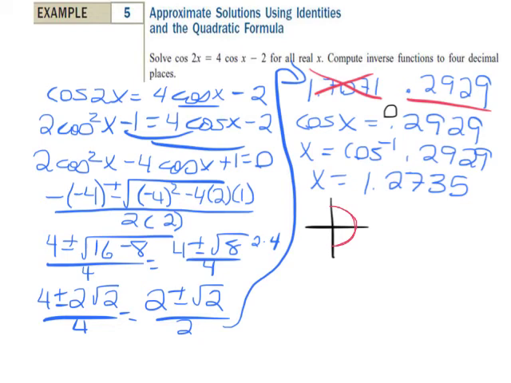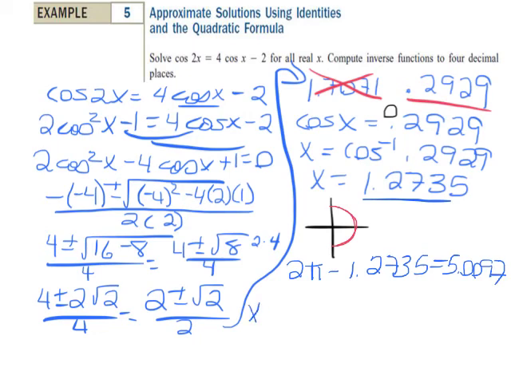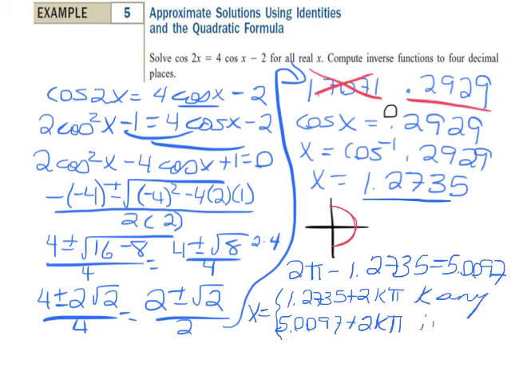So our first one, we're not going to change any, so we're going to keep this one. But our second one, we're going to have to go 2 pi minus 1.2735. And for that, we'll get 5.0097. Okay, now we don't have any parameters, so don't forget, you have to go 1.2735 plus 2k pi, and then 5.0097 plus 2k pi, where k is any integer.